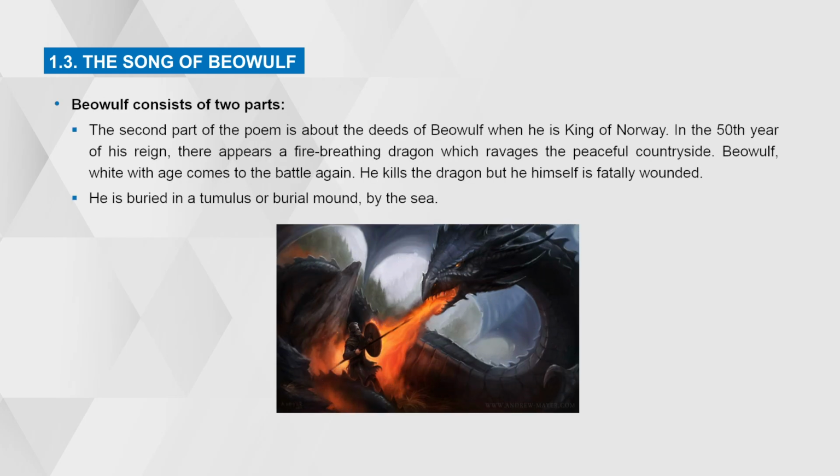The second part of the poem is about the deeds of Beowulf when he is king of Norway. In the 50th year of his reign, there appears a fire-breathing dragon which ravaged the peaceful countryside. Beowulf, white with age, comes to the battle again. He kills the dragon, but he himself is fatally wounded. Finally, he is buried by the sea.